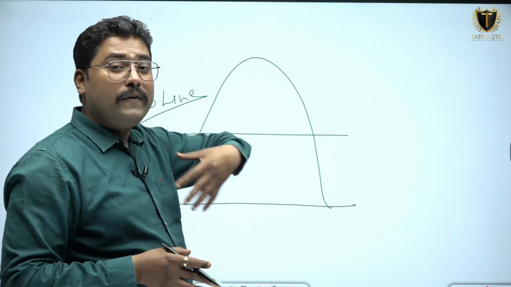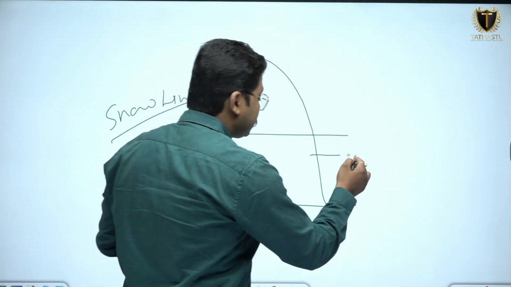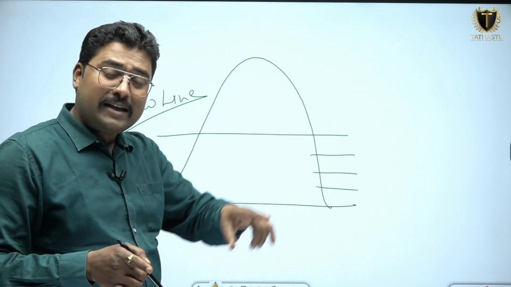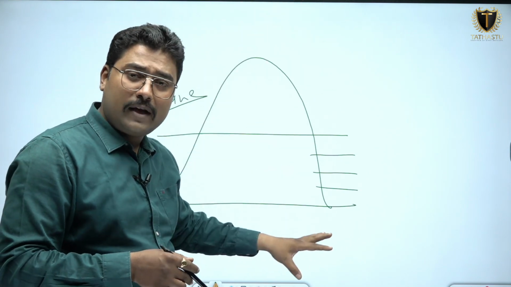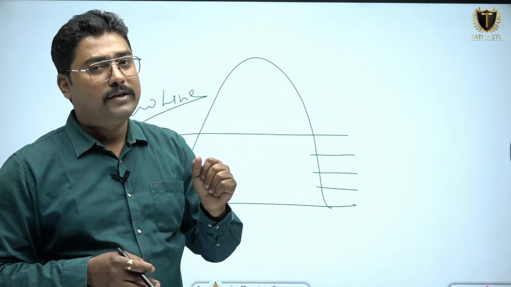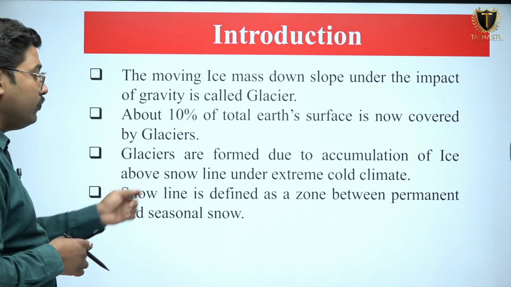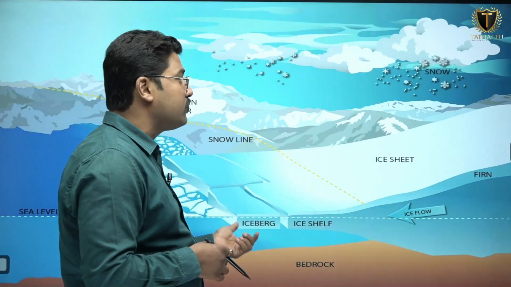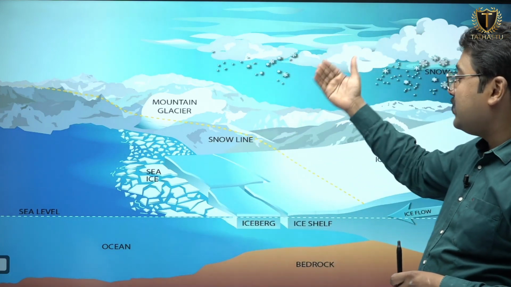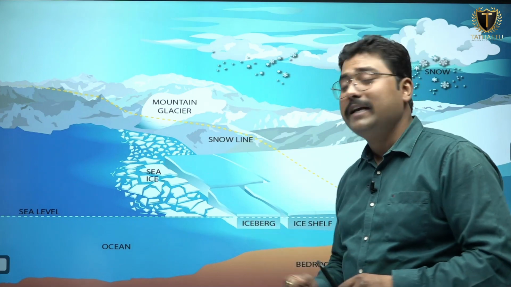But as we move towards higher latitudes, the snow line will start moving down. Means it will be just opposite. Higher the latitude, lower the snow line; lower the latitude, higher the snow line, because of the temperature. Now the snow line, as I defined, is the zone between the permanent and the seasonal snow. And as you can see, we have given the image showing the mountain glacier, snow line, ice sheet or firn, sea ice, or iceberg.